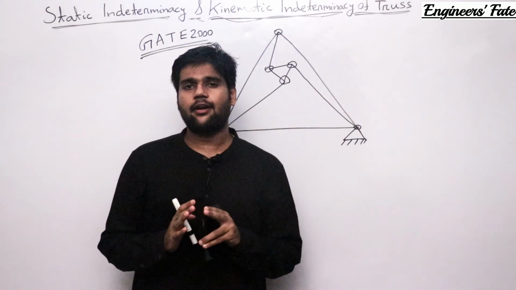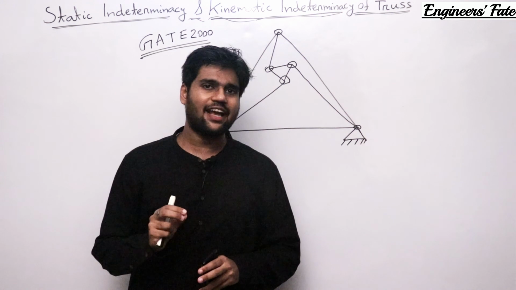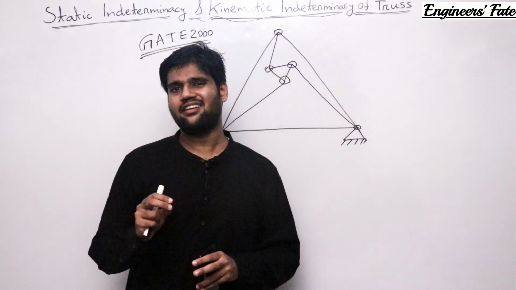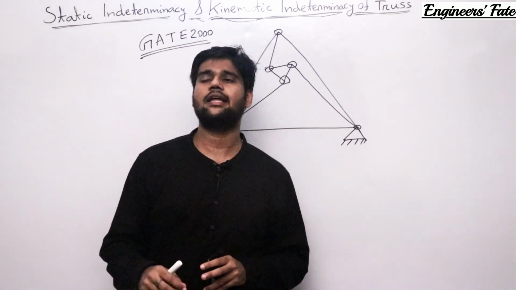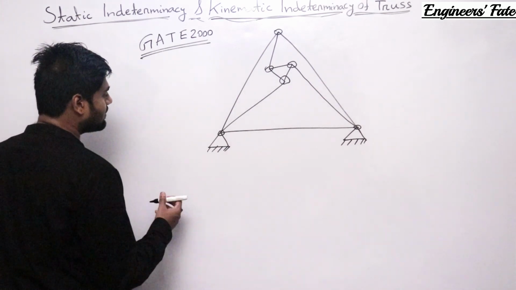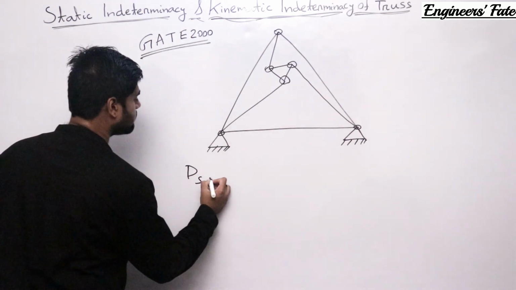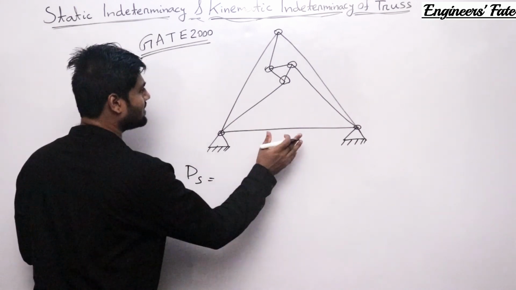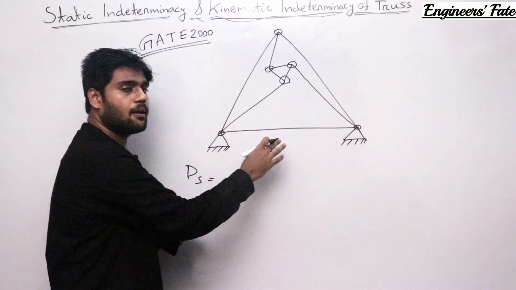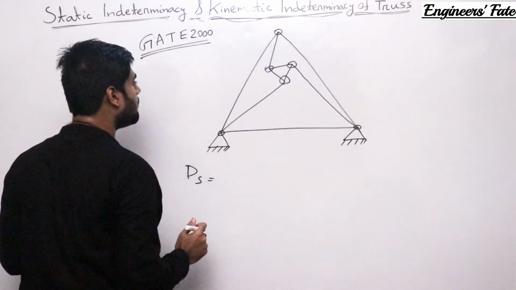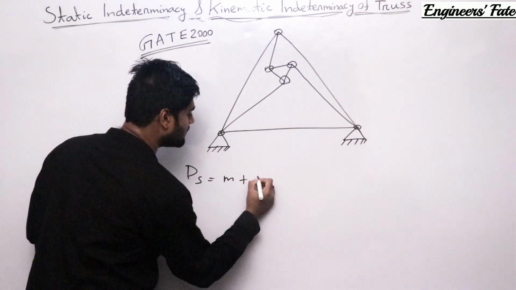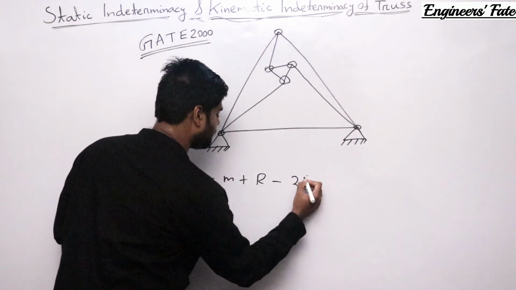I hope you have tried this question. This is not the exact GATE question. I have made some modifications. Let's try to solve this question first, then we'll solve the exact GATE question. So Ds and Dk are asked, so let's find Ds first. We know this structure is known as a pin jointed plane truss. For a pin jointed plane truss, Ds equals m plus r minus 2j.